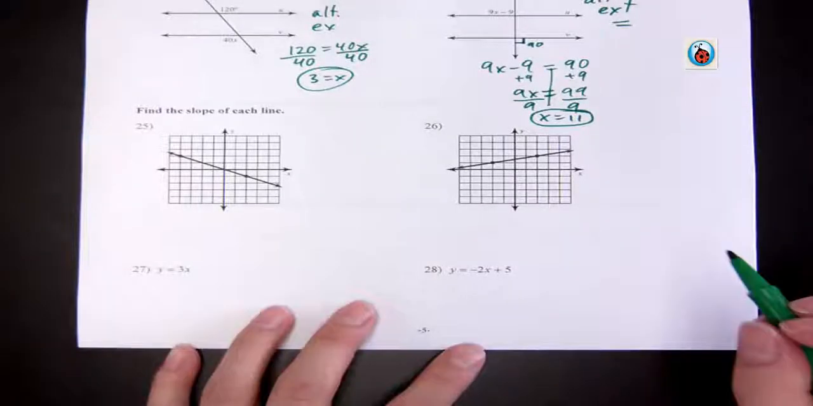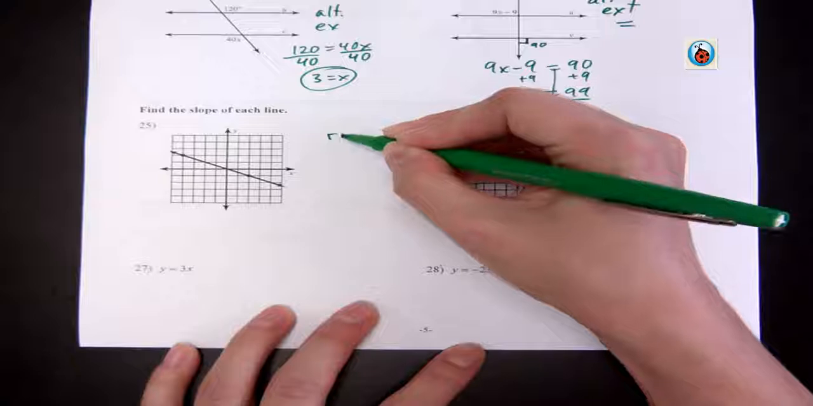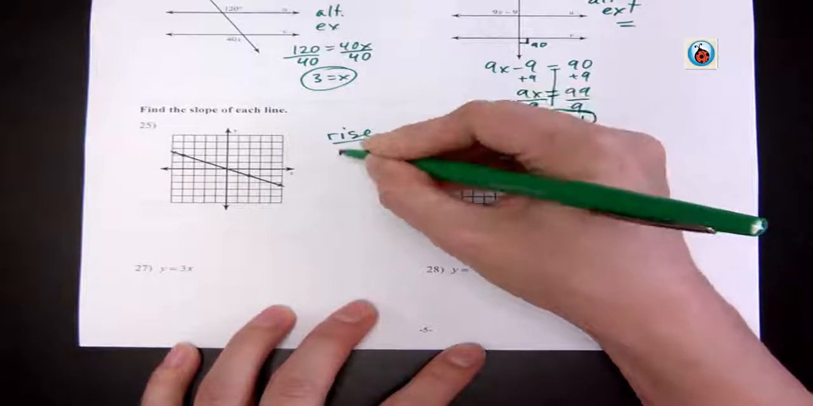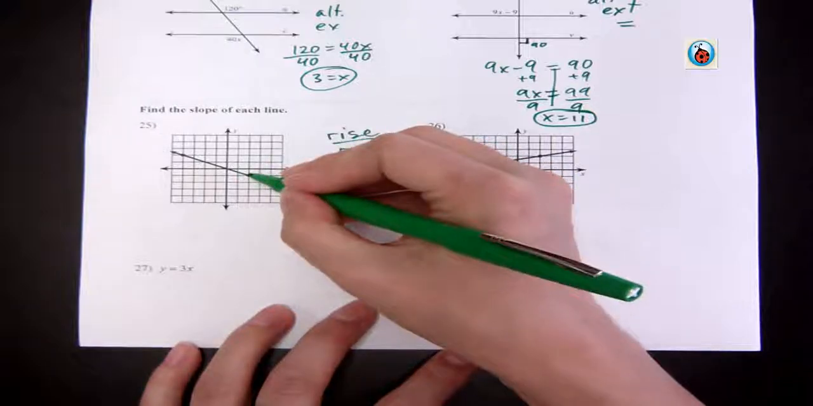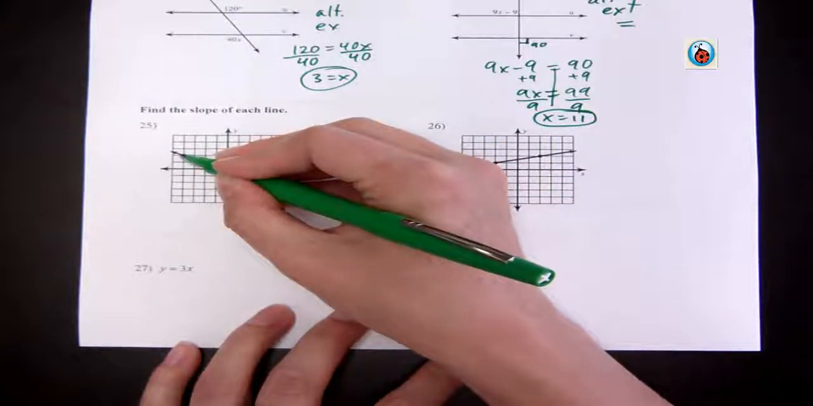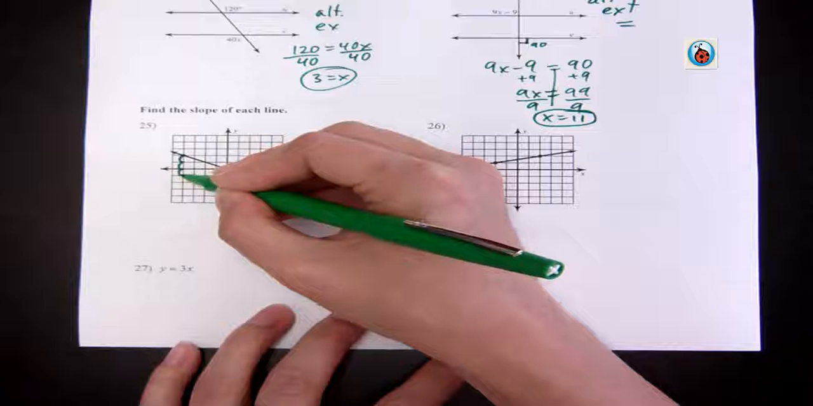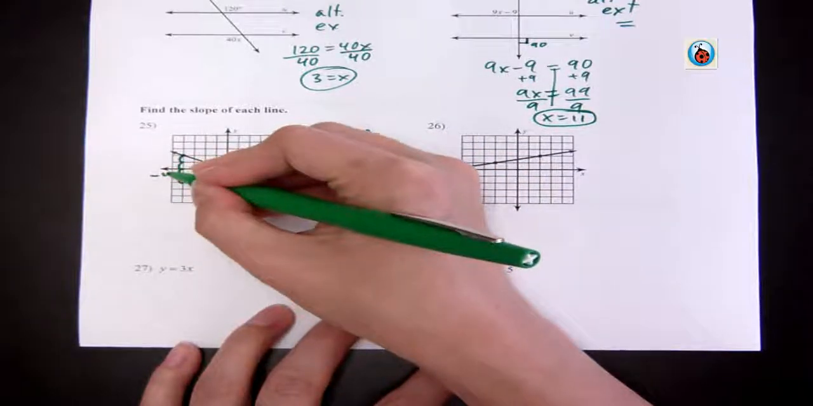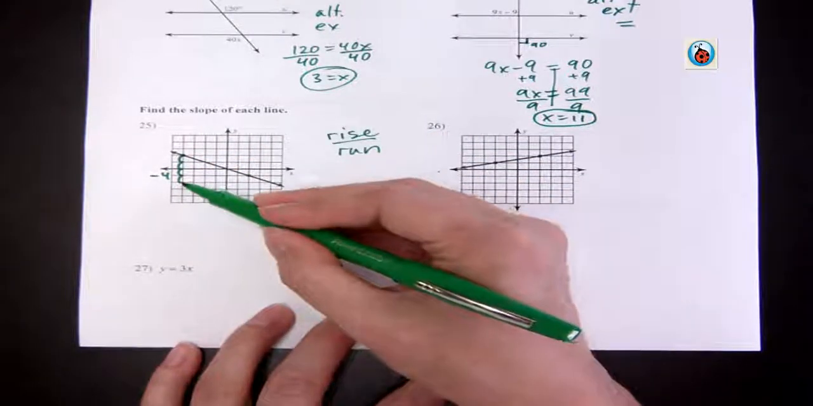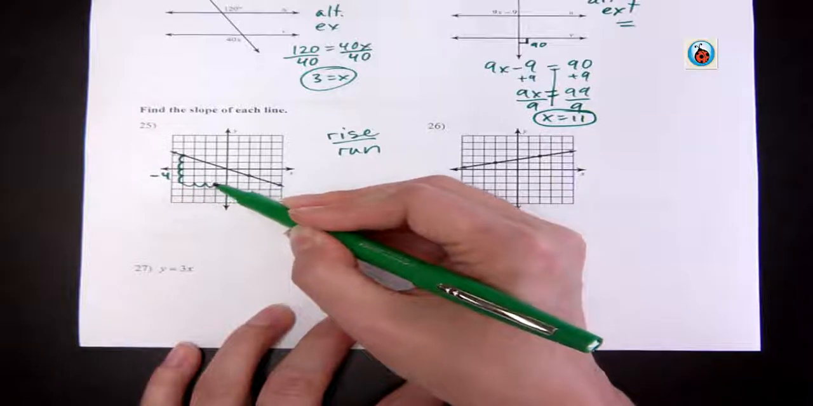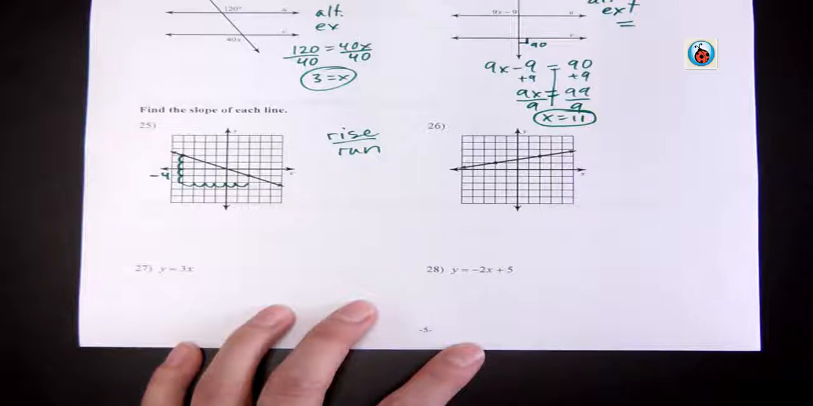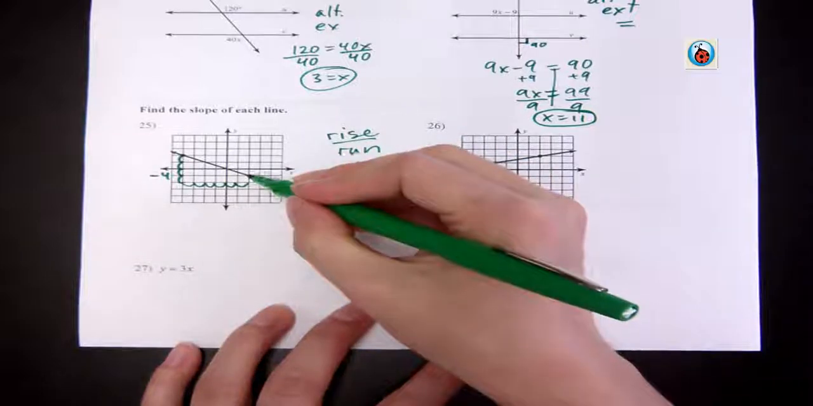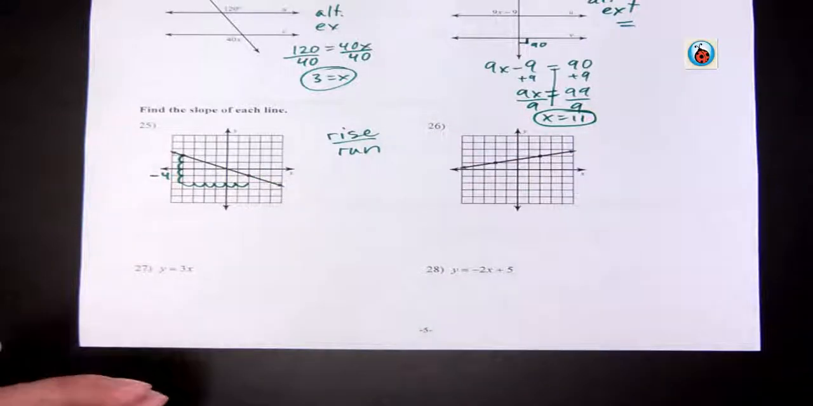Okay, now we're on to our slope note. So remember, slope is just rise over run when we're on the graph. And so I'm going to count my rise starting here: 1, 2, 3, 4, and I'm going down, so it's -4, and then 1, 2, 3, 4, 5, 6. And I realize I did not line up on my line there, so that means I counted it wrong.